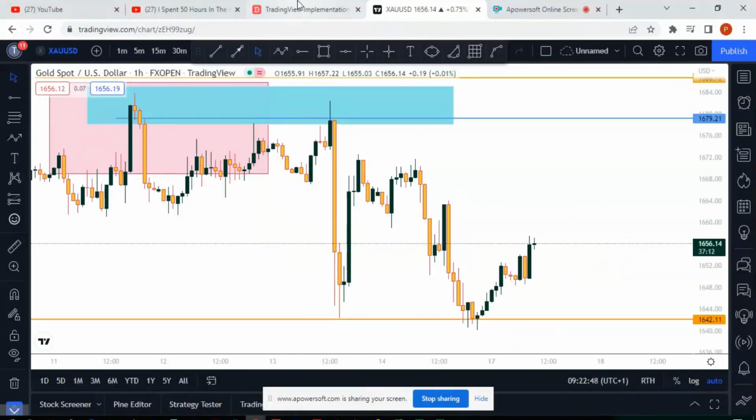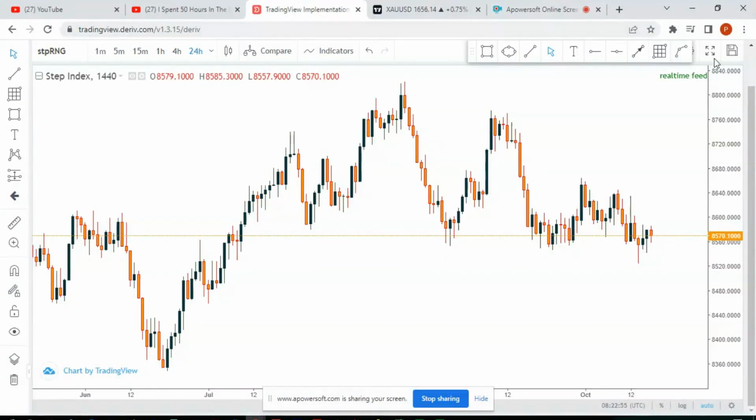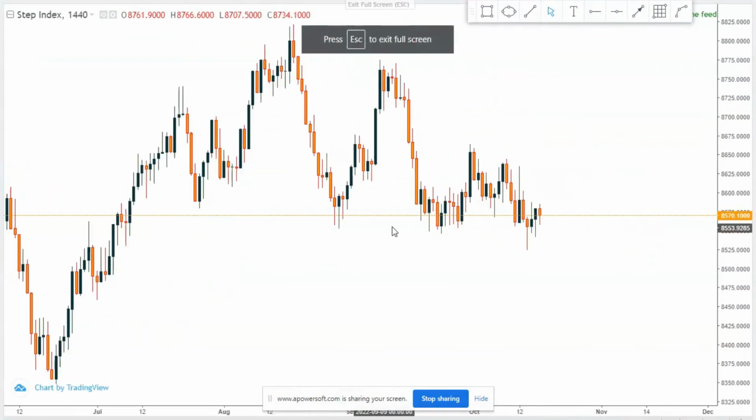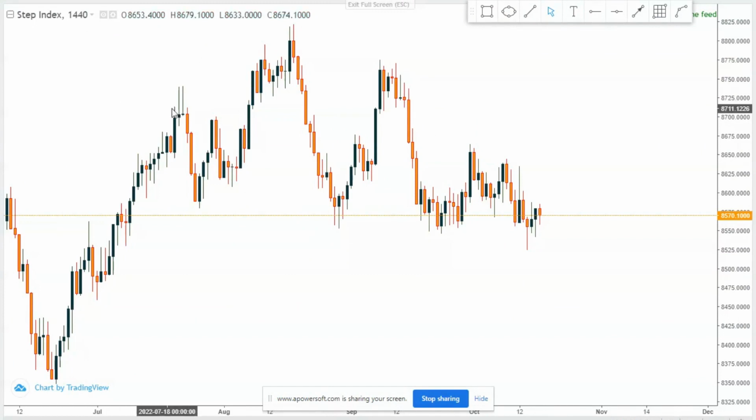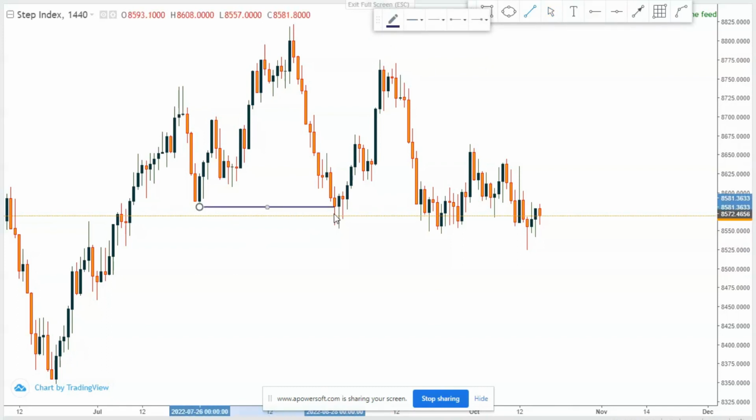So let me give the example of synthetic indices. I told you we are going to use a step index. For step index, there is a lot we can do. Still, we're on the daily time frame. We may want to know where it is heading on the daily. We want to get the bias. This is not the only way of getting the daily bias.